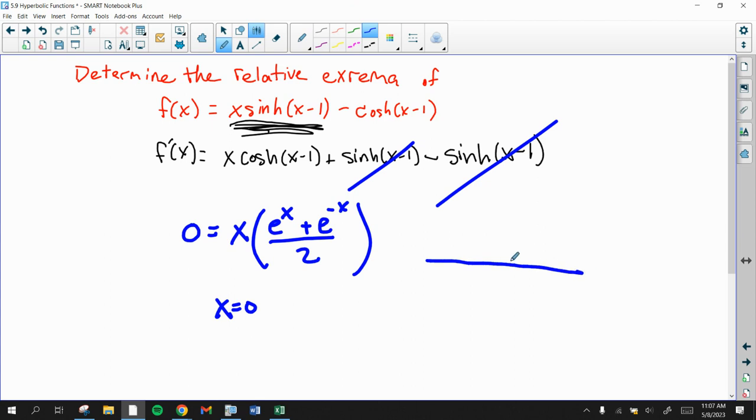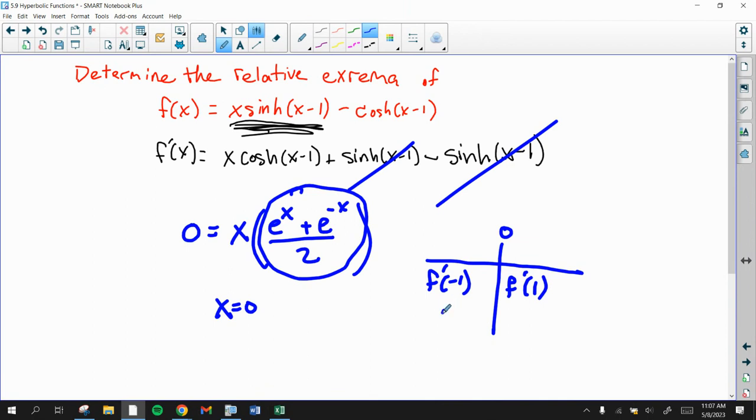So I'm going to go to my first derivative test and check out f prime of, say, negative 1 and f prime of 1. This is easy because remember, this part is always positive. So you just plug in the negative 1 and the 1 in the x. You obviously get a negative and a positive, which means we have a relative minimum at 0, comma, plug it into the original function.